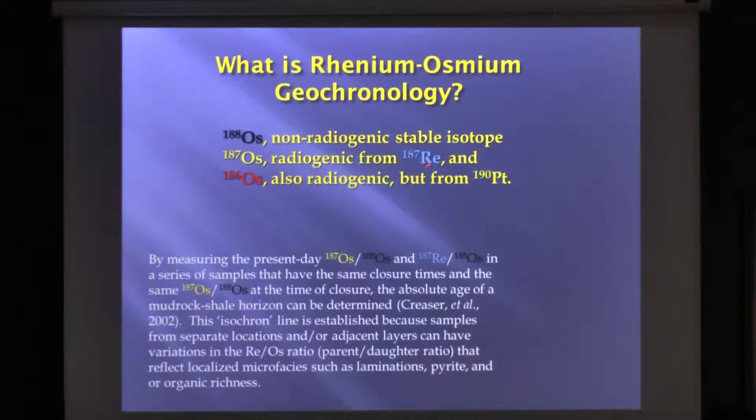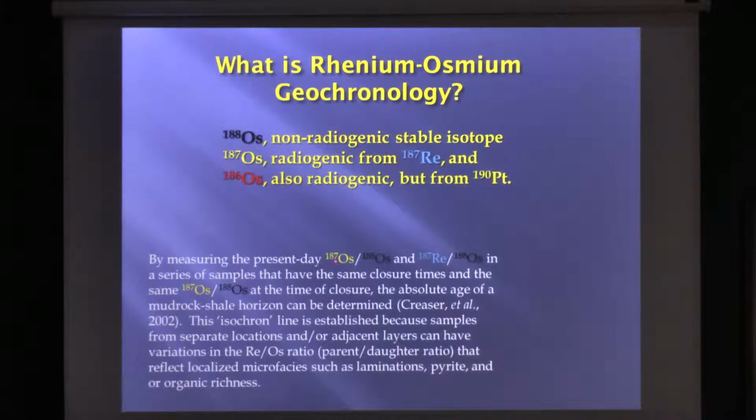Okay? And rhenium is found in parts per billion. So you need a really good mass spec to do this. These are anions, so you need a negative ion mass spectrometer. And there's also osmium-186, also radiogenic, but from platinum-190. We're not going to worry about the red one. We're interested in the blue, the yellow, and the black.